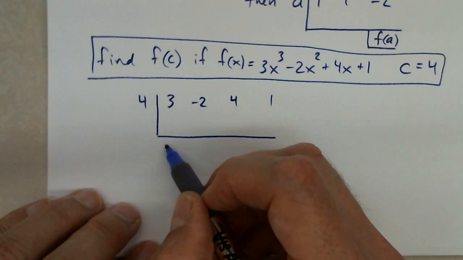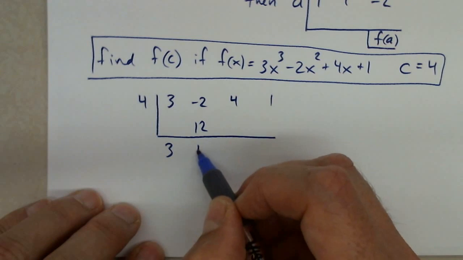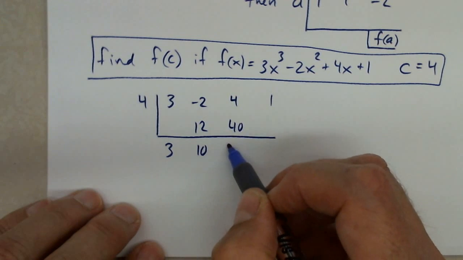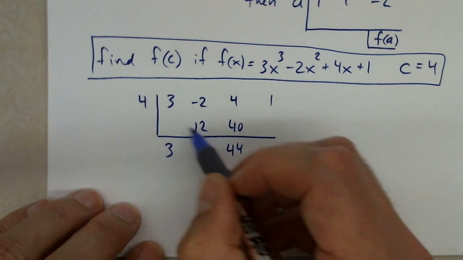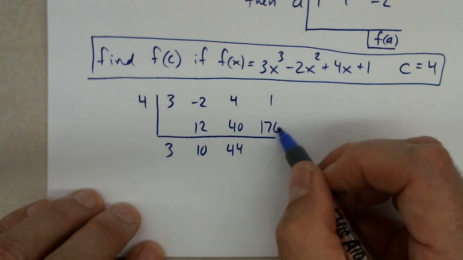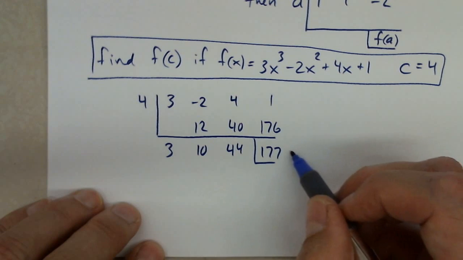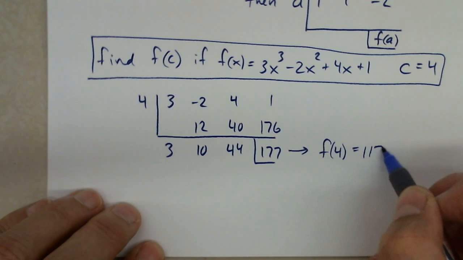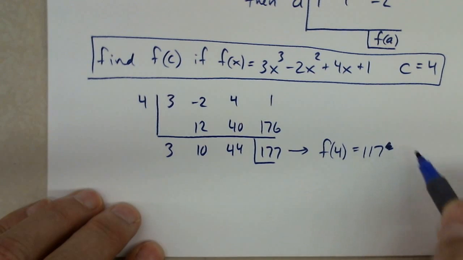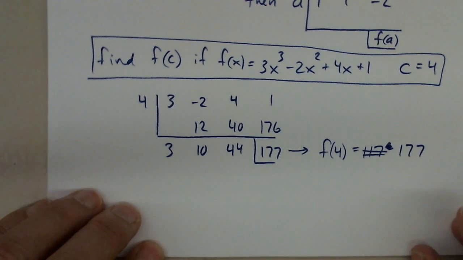All right, so we add, multiply, add, multiply, add, multiply, add, and this tells us that f of 4 is 177. Oops, 177.